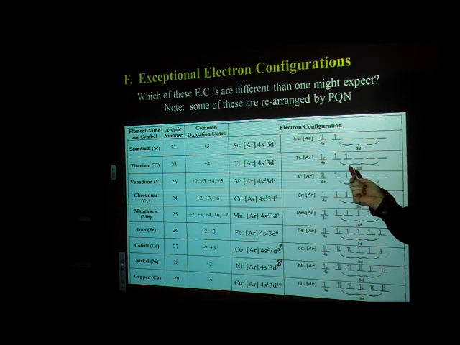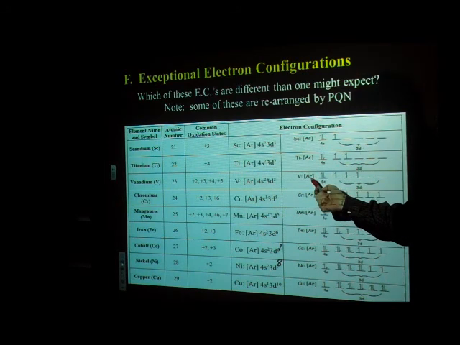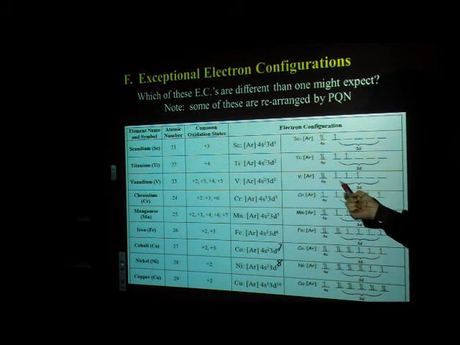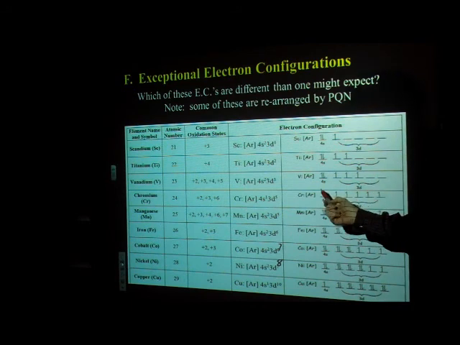That's great. So far so good. The next one is vanadium, and it has 4s2, 3d3. So we had 3d1, 3d2, 3d3. That's great, doing great. And then the next one, chromium, should be 4s2 and 3d4. And oh boy, it's 4s1 and 3d5.